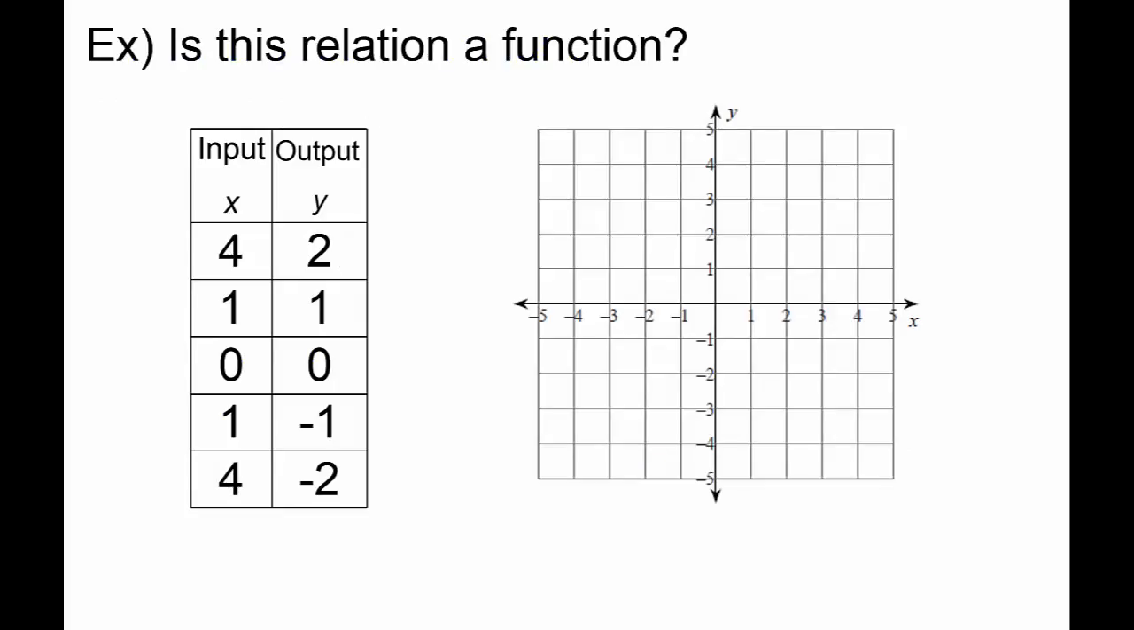Let's determine if this relation is a function. Remember, if it's a function, each x can be used no more than once. We see that 4 has 2 different outputs. So this relation is not a function. Let's see how this looks on the graph. We notice that the inputs with more than one output have points that line up vertically.